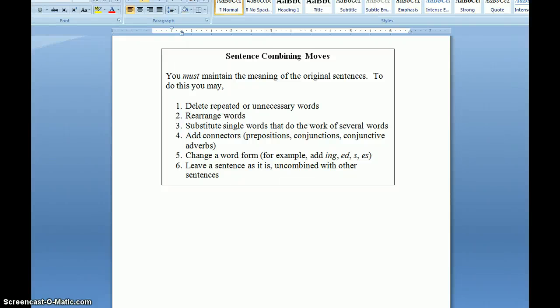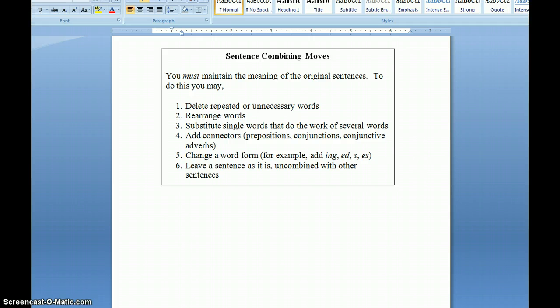We have been working on refining our writing for clarity by cutting out repeated or unnecessary words and combining simple sentences into complex sentences. For today's assignment, you are going to practice sentence combining. The only rule is you must maintain the meaning of the original sentences.